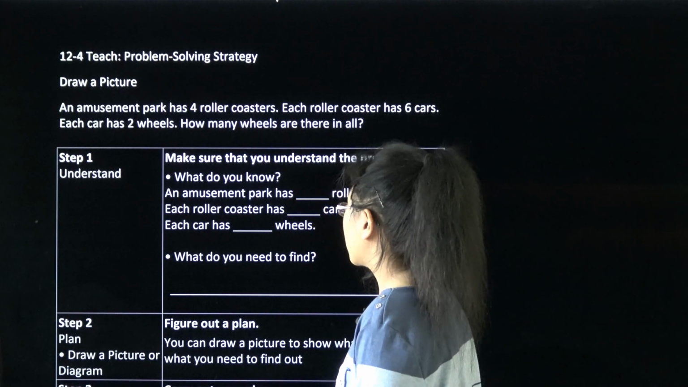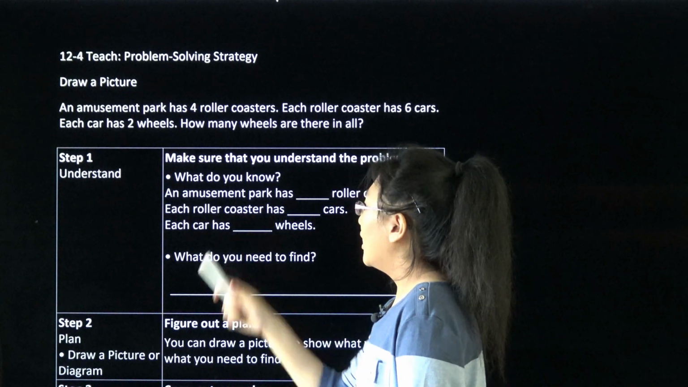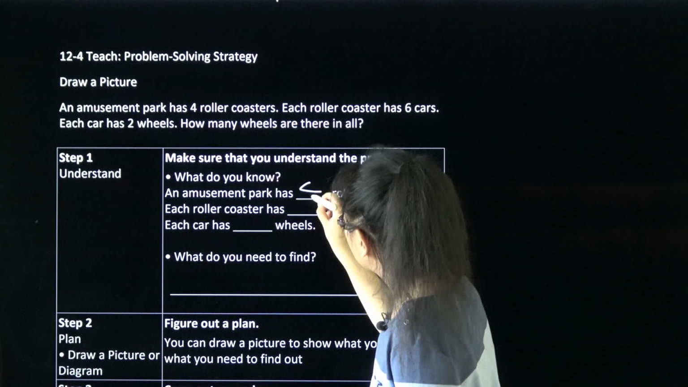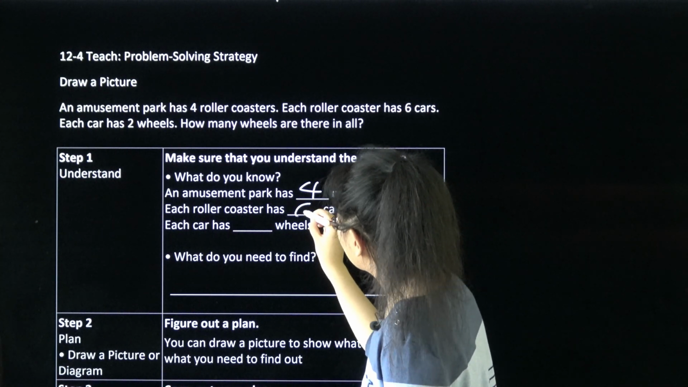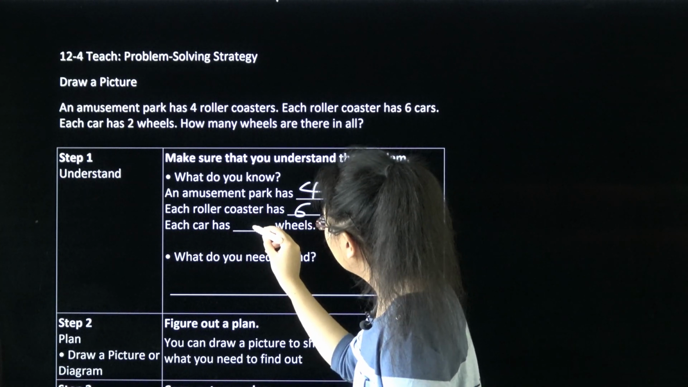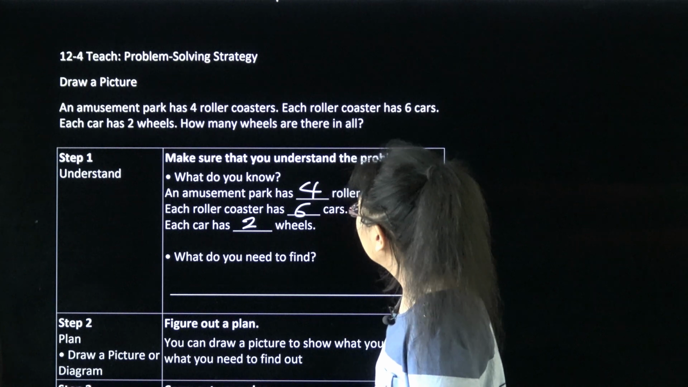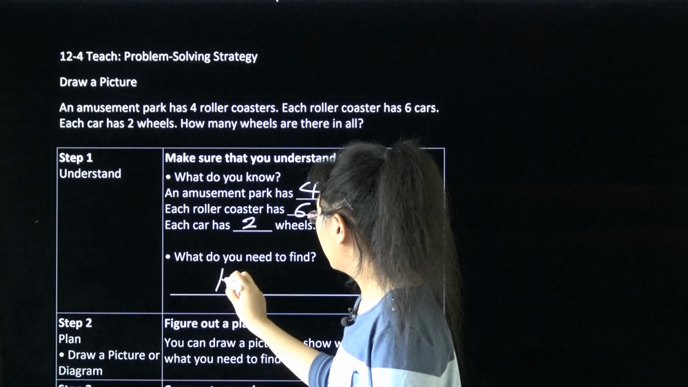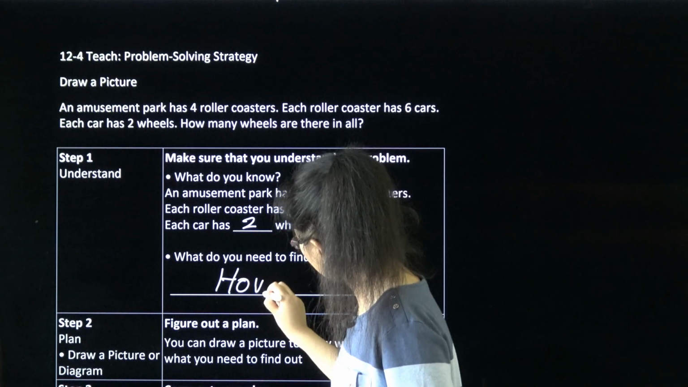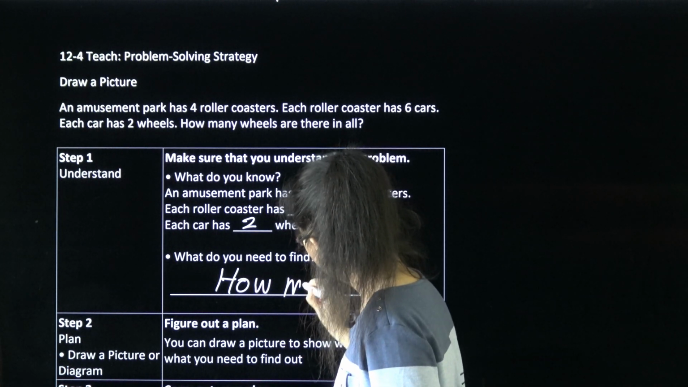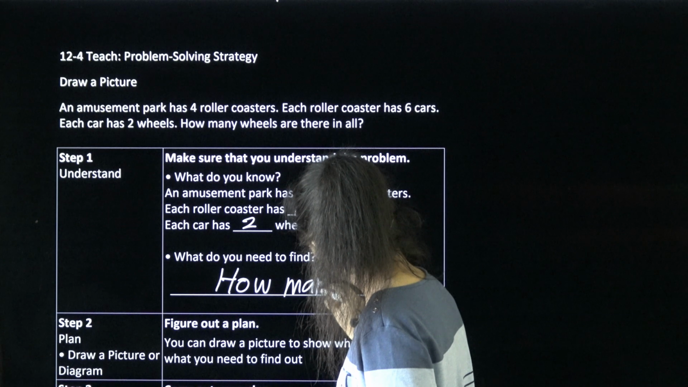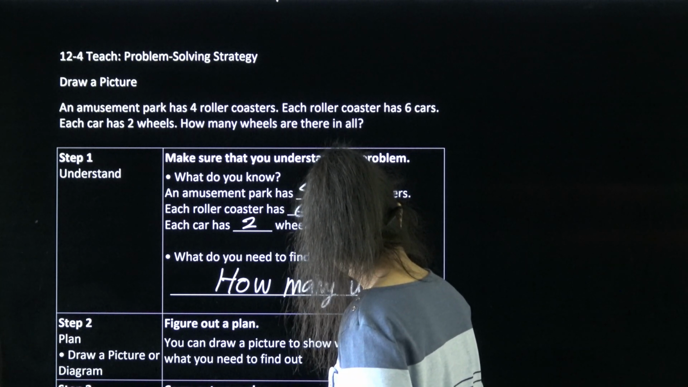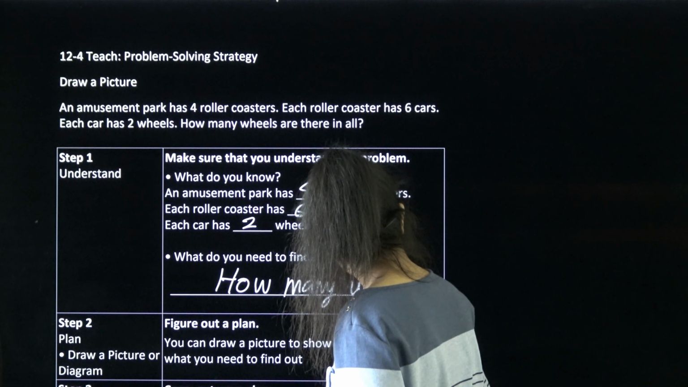Step 1, understand the question. What do you know? Well, the amusement park has 4 roller coasters. Each roller coaster has 6 cars, and each car has 2 wheels. What do you need to find? How many wheels is what we need to find.